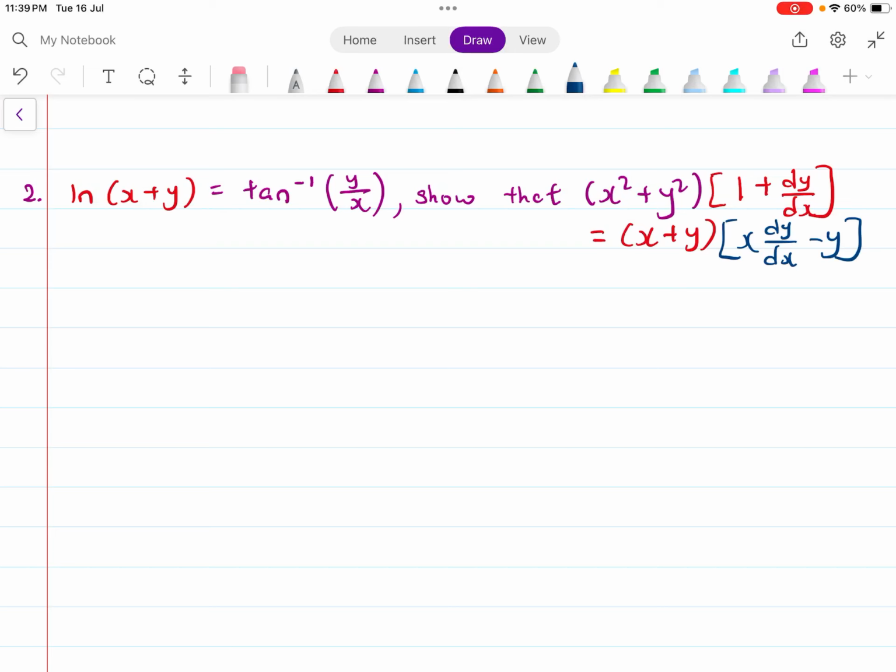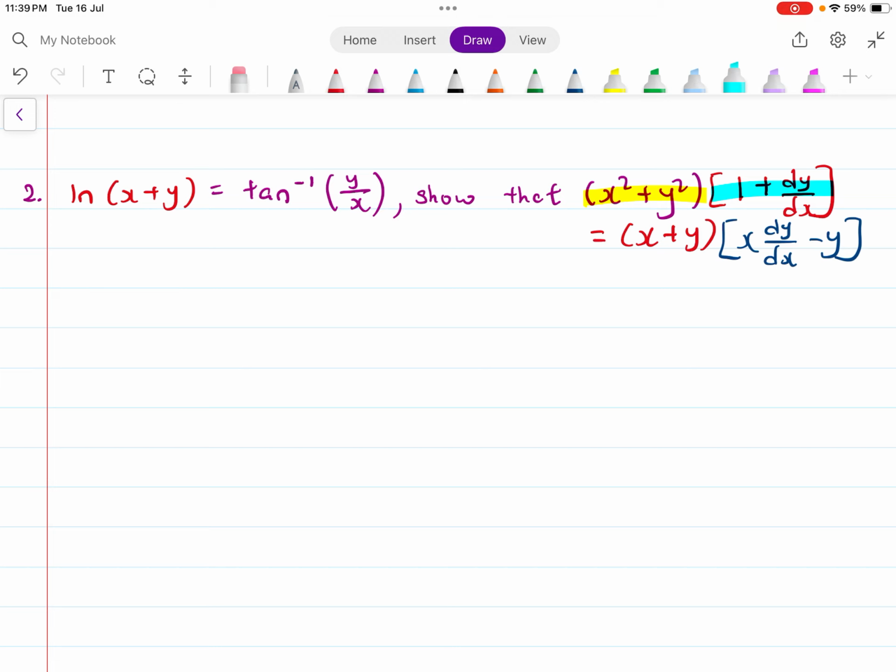Alright, so let's go through this question 2. We are given ln(x + y) = tan⁻¹(y/x). We are asked to show that (x² + y²)(1 + dy/dx) = (x + y)(x dy/dx − y).